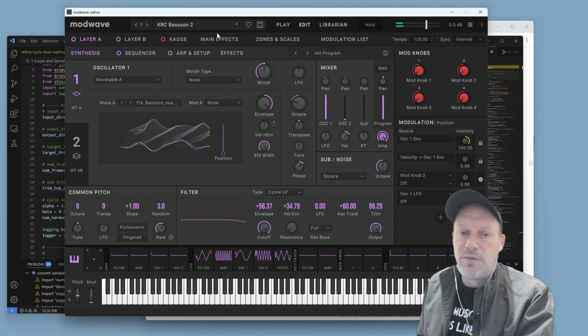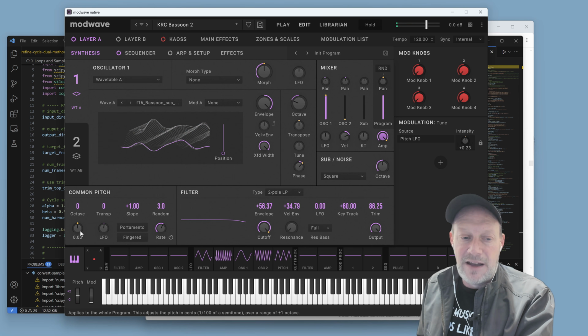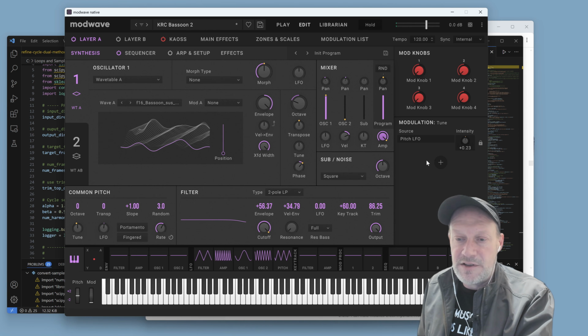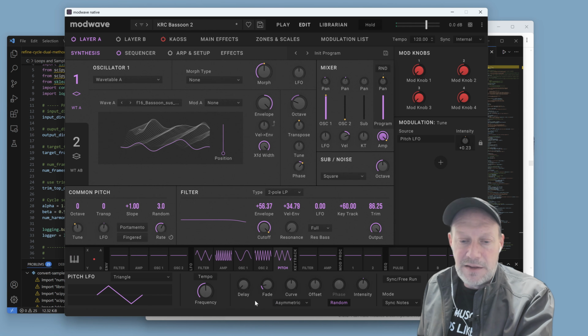And one thing I've done with a lot of these examples is you'll note that there's a little modulation on tune that ramps in after a while. We're just doing that with the pitch LFO. The pitch LFO is set to fade in over 1.3 seconds. It's got a relatively low speed.